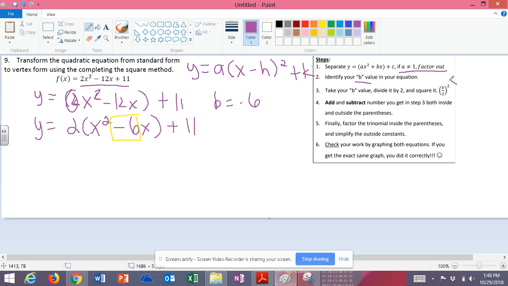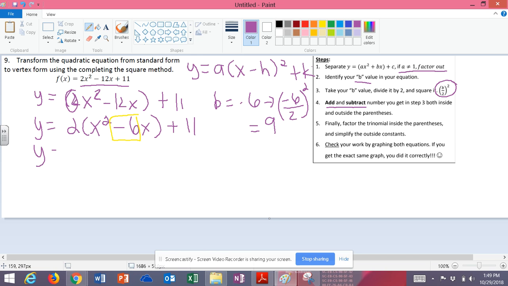Then we're going to apply this formula to it. It's going to be negative 6 divided by 2, quantity squared. If you work that out, negative 6 divided by 2 is negative 3. Negative 3 squared is 9. So that equals 9. That's the number I'm going to add and subtract in step 3. I'm going to add that number on the inside of the set of parentheses, and I'm going to subtract it on the outside of the set of parentheses.